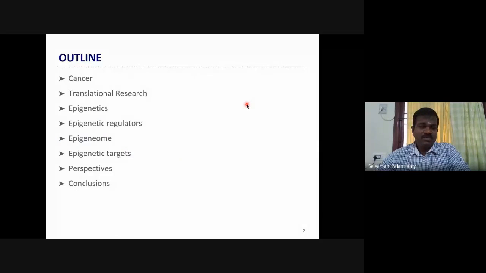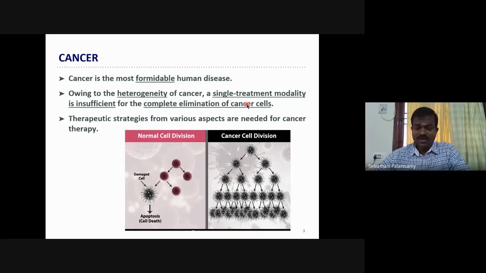So the outline of the presentation: a very brief introduction about cancer and a very brief introduction about translational research. And let me introduce the concept of epigenetics and epigenetic regulators, epigenome and epigenetic targets, and the research perspectives around this domain. And finally, conclusions with the acknowledgement. Please feel free to interrupt me if there is something to ask in between.